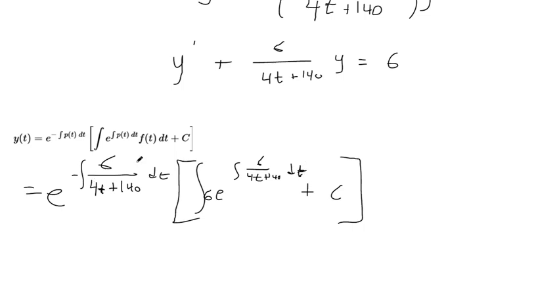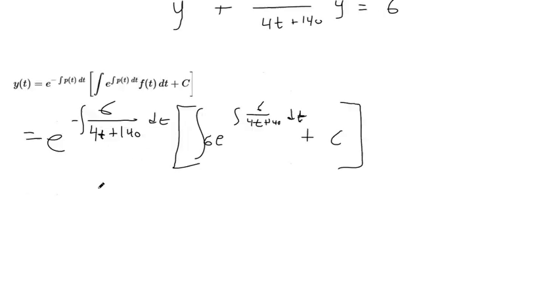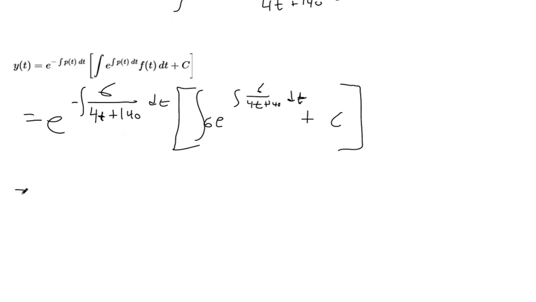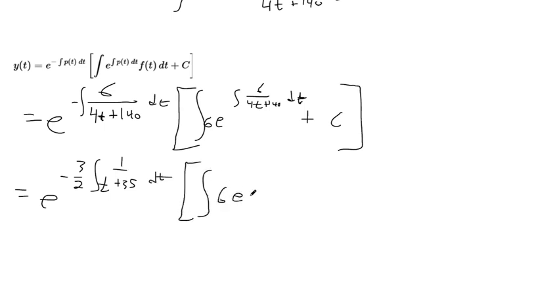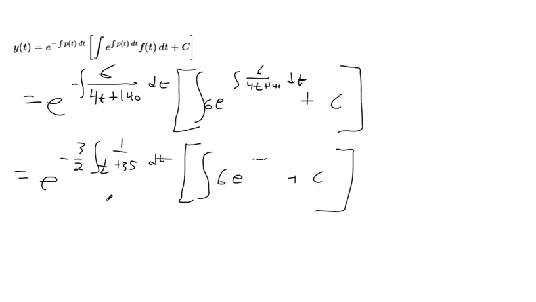Okay, so let's see, 4t plus 140, we can divide 4 out of both of those. So that's 6 over 4 once I factor it out. In other words, 3 halves. That's going to be t plus 35, I think I remember, because I tried this earlier. And then in here, we're taking the integral of 6 times e to the same result, just positive instead of negative. So I'm not going to draw that out again just to save myself a little bit.